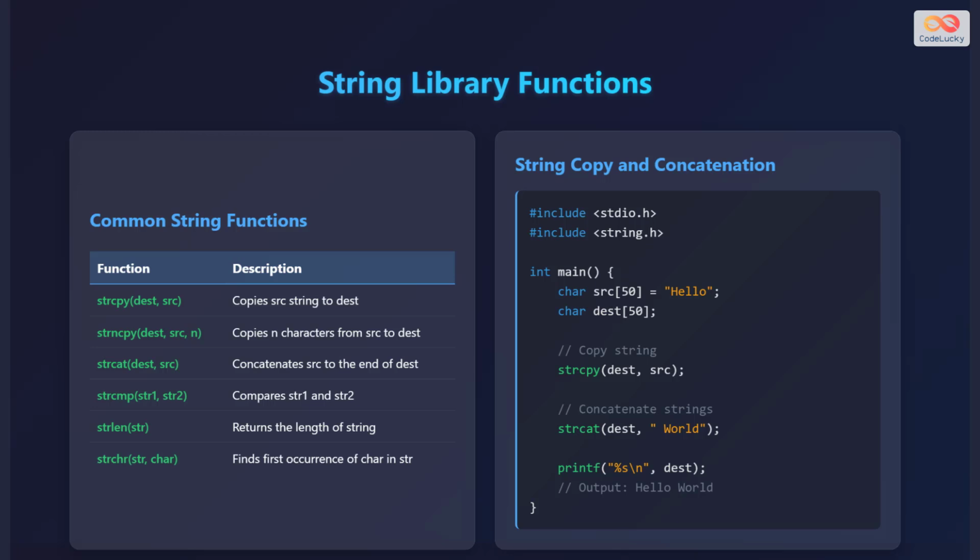Now let us look at the example of string copy and concatenation. Include stdio.h and include string.h. Char source of size 50 equals "hello". Char destination of size 50. Now to copy the string, use strcpy(destination, source). To concatenate strings, use strcat(destination, " world"). So the output is hello world.